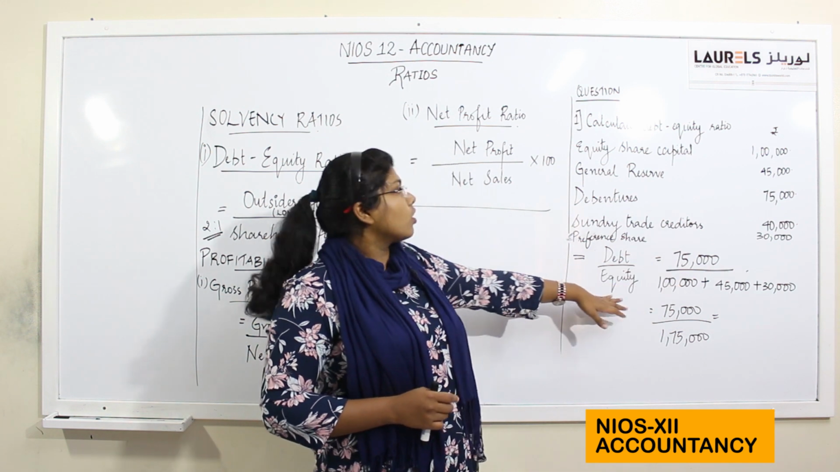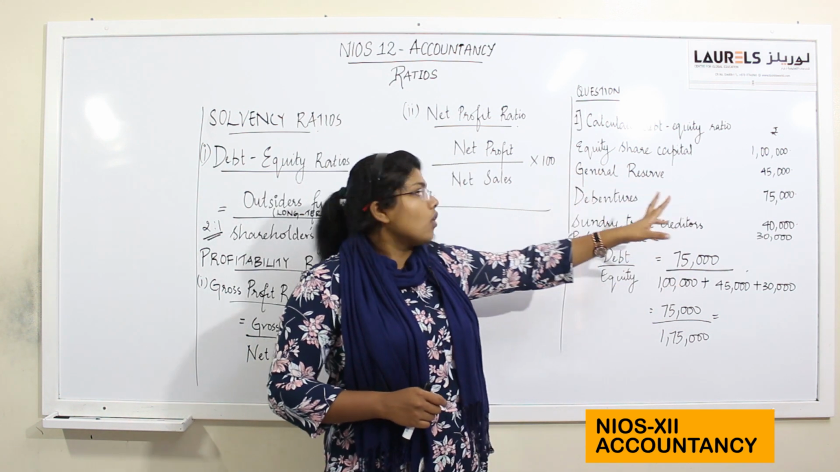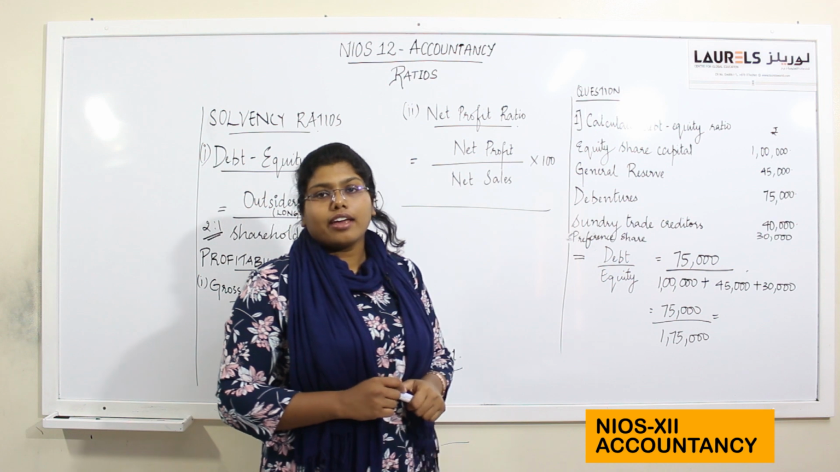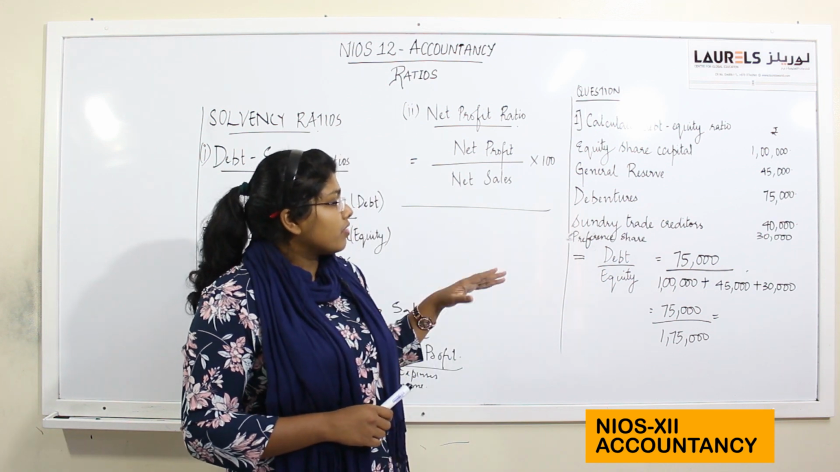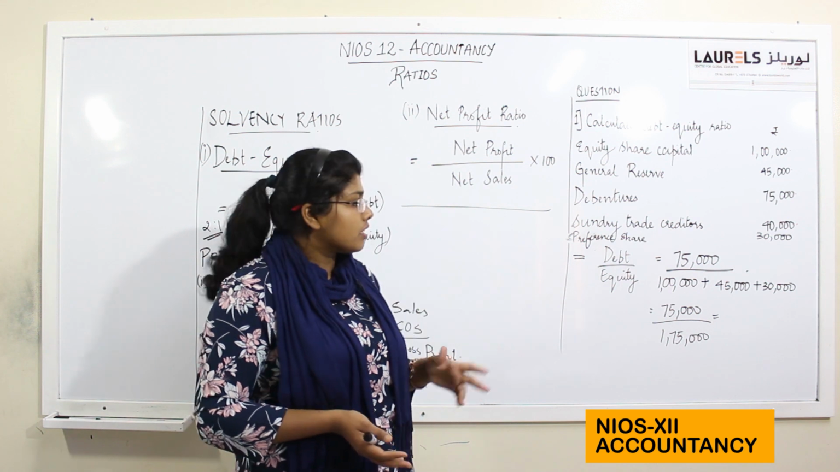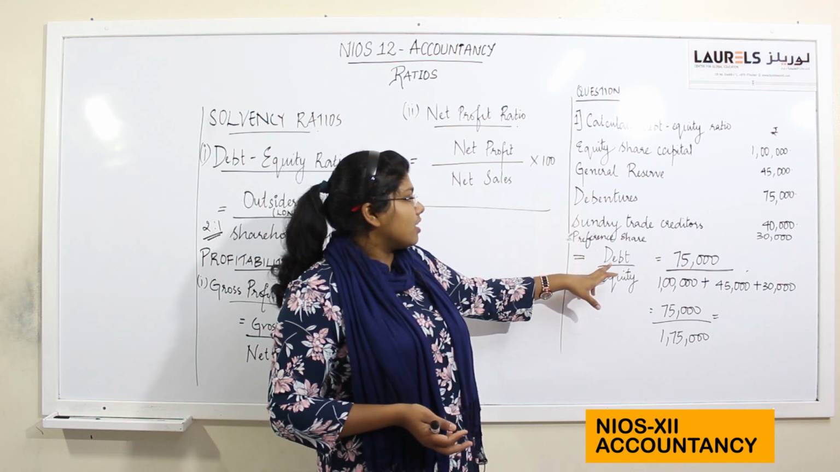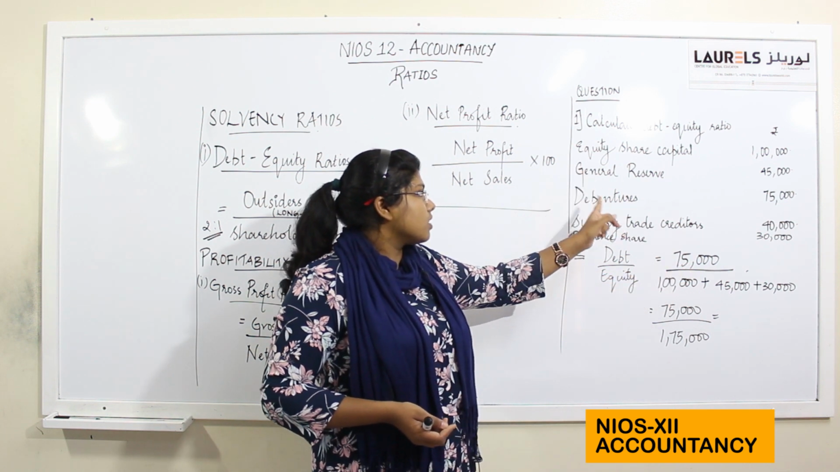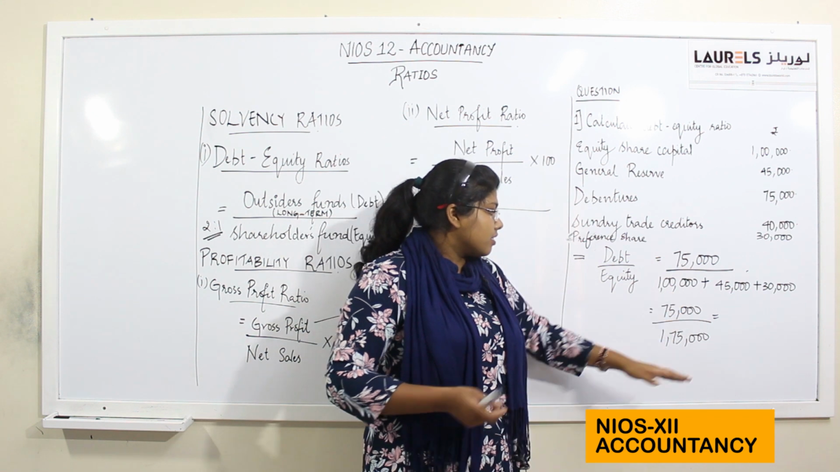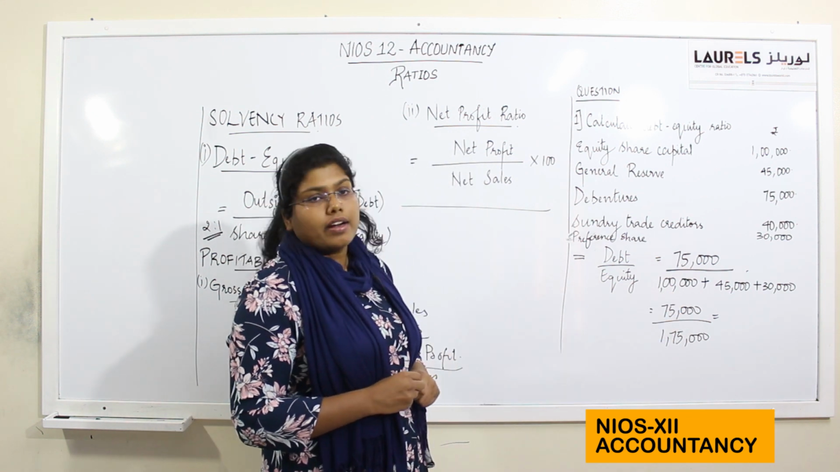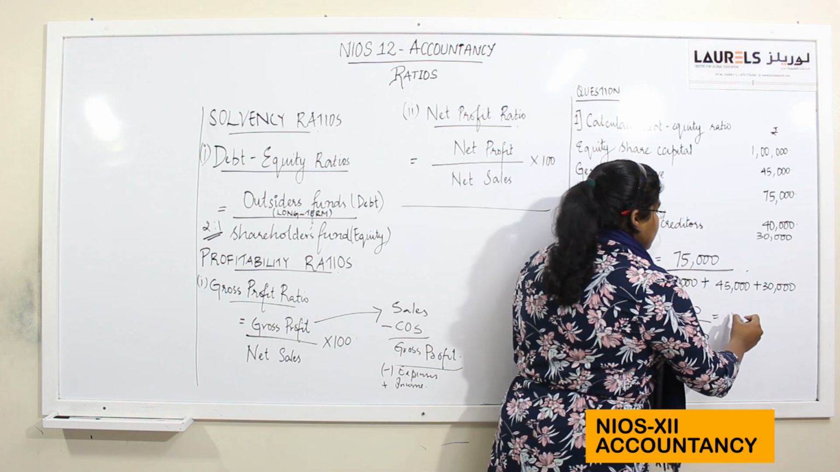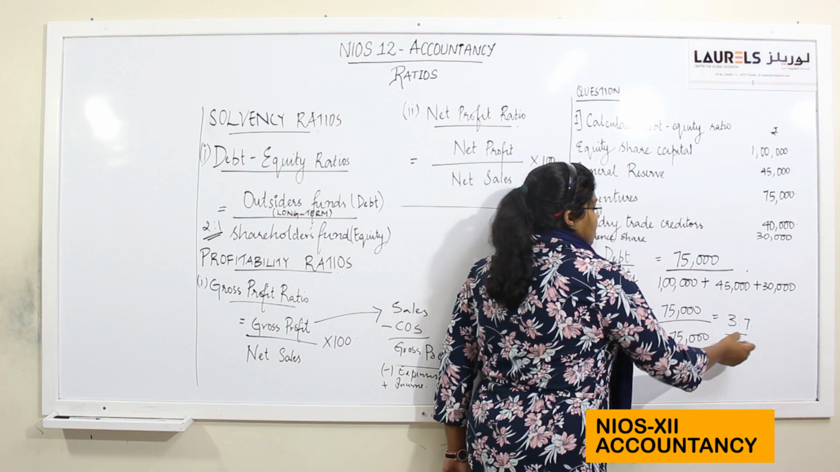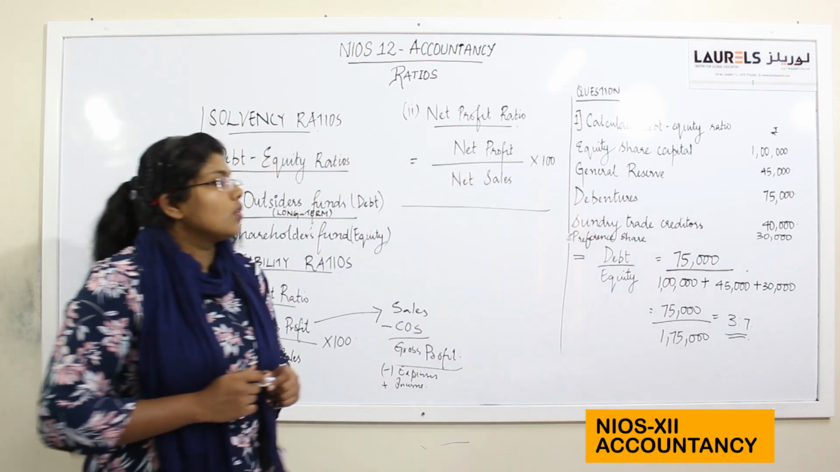Then what all includes equity? Our equity share capital, of course, our general reserve as I told you, and our preference share capital. I will be sending the bifurcation of each of these via your notes. For now, just understand that our debt will only include our long term debt, and our equity is the equity share capital, general reserve and preference share capital in this question. Add it and divide 75,000 by 1,75,000. The ratio will come to 3:7. I hope you are all clear with this. Thank you.